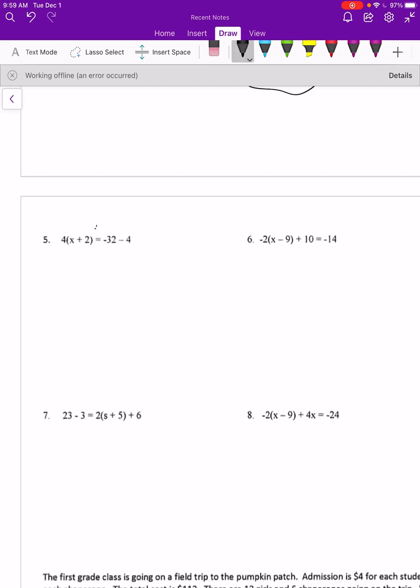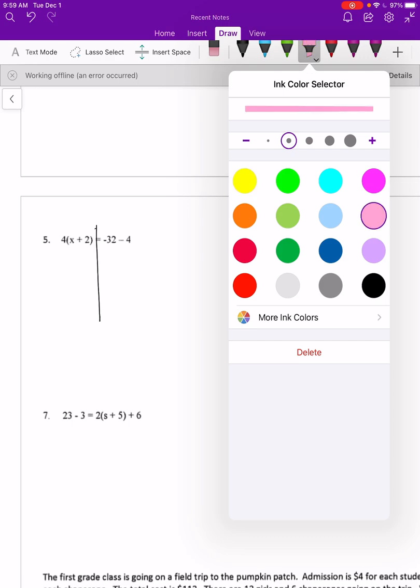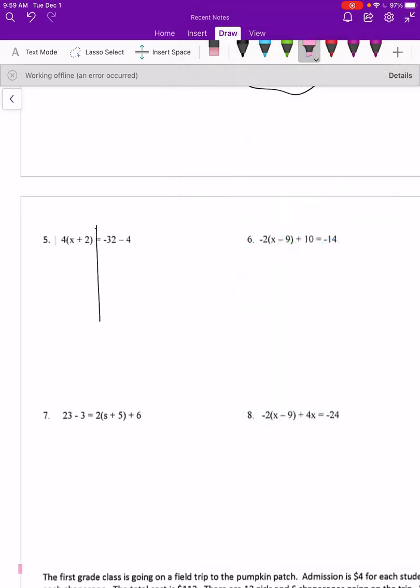So, all right, draw a line down the center. All right, looking for the distributive property. That's my first thing on my agenda. So, right there it is. The parentheses are a giveaway. 4 times x and 4 times 2. 4 times x is 4x. 4 times 2 is 8. Now, I'm going to bring those others down.